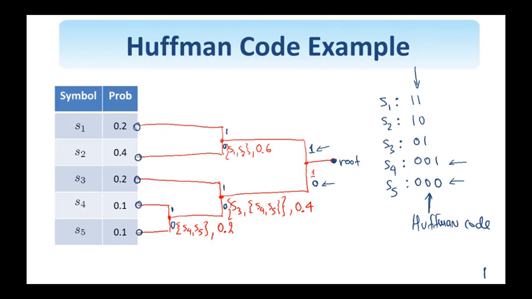If you do the calculations, you can find that the entropy of this source is approximately 2.122 bits per symbol, while the average code word length of the resulting Huffman code is about 2.2 bits per symbol. So the Huffman code is very, very close to the entropy, therefore it's a very efficient code.